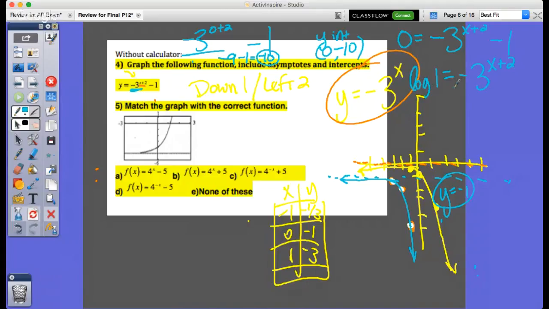Good. Then we log each side. And what happens to the exponent? It goes to the front. Good. This is impressive. So you've got log of 1 equals log of -3, and again, we have the x plus 2 right here at the front. I should have given more room here, but that should be x plus 2 there. Divide by log of -3, which cancels. What I do to one side, I do to the other.